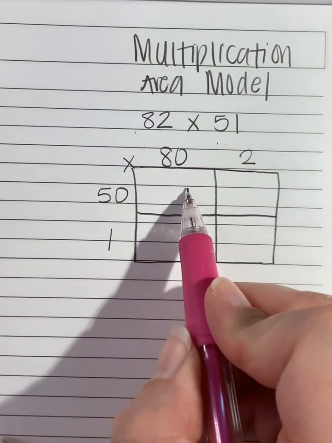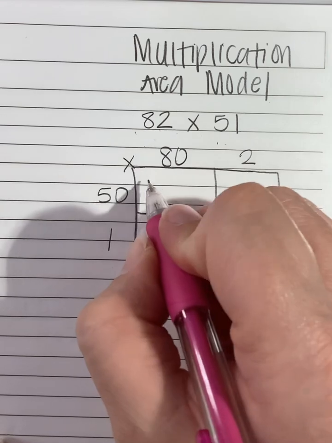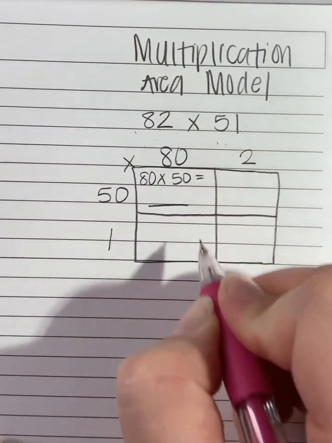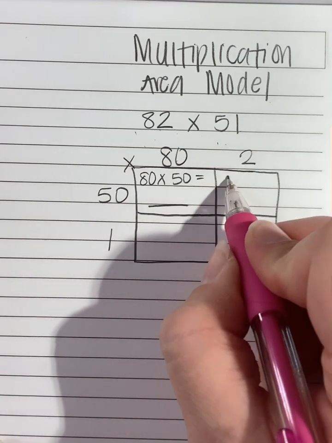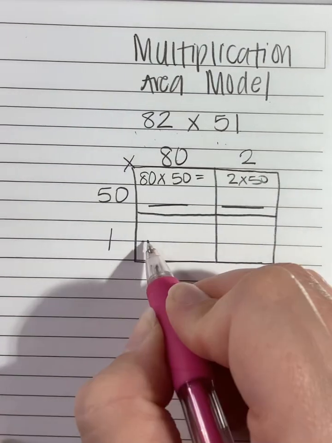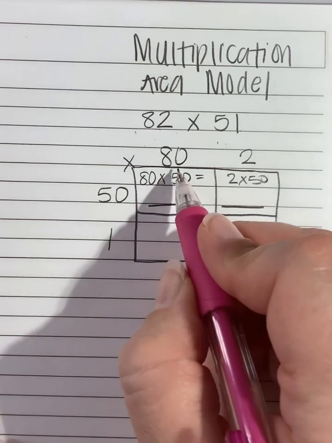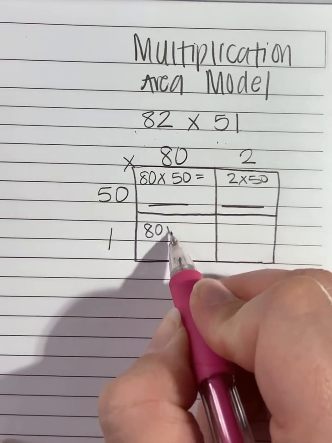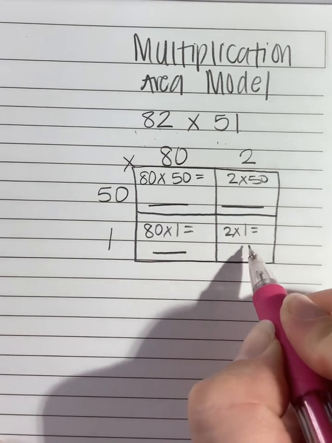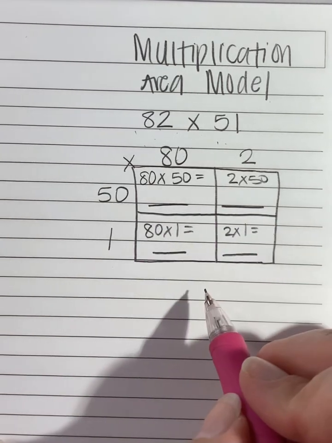If you want to write it in the box, that may be the best thing until you get used to doing it. So 80 times 50, that's going to give me this answer. And then I'll take 2 times 50, it's going to give me this answer. Okay, now I've got that solved. 80 times 1, and then 2 times 1. Then I can go through and I can solve all of these.